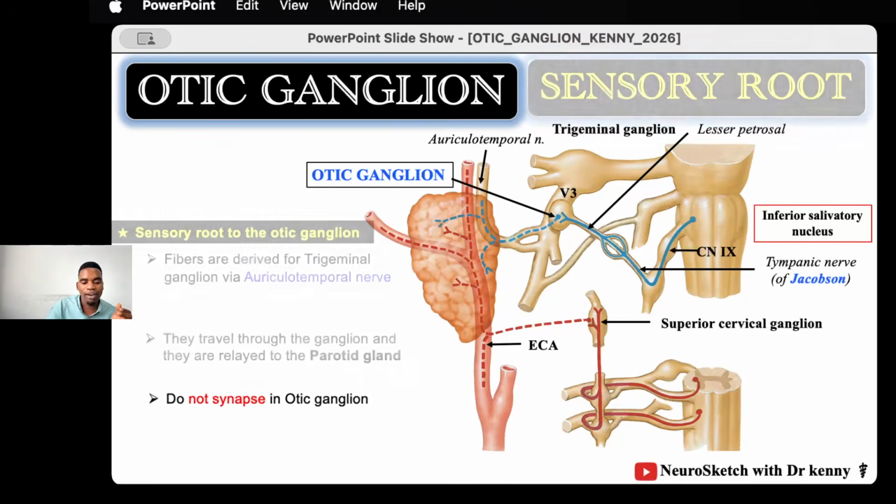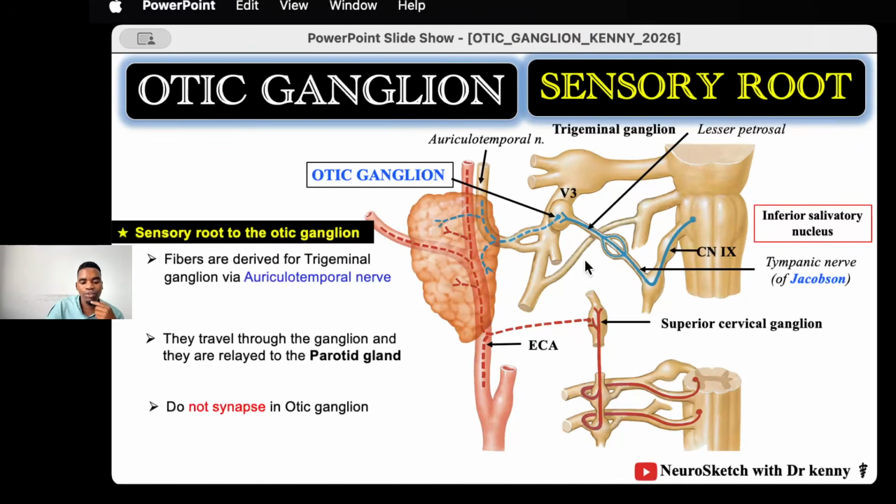That's going to be your sensory root or sensory contribution, and we have said all the parasympathetic ganglia of the head are suspended by the sensory branches of V3. So what is the sensory fiber? What is the nerve that suspends this otic ganglion? That's going to be your auriculotemporal nerve, and the fibers are derived here, and these sensory roots do not synapse within the ganglion.